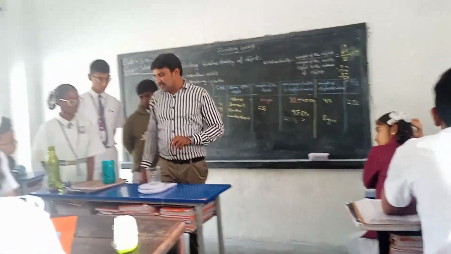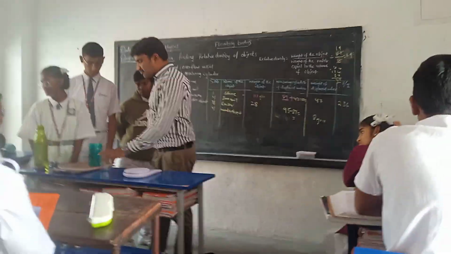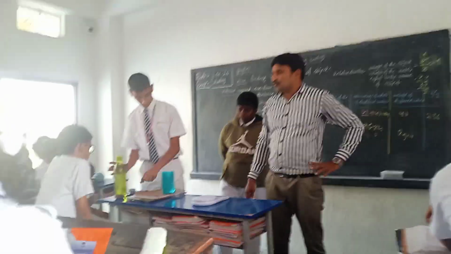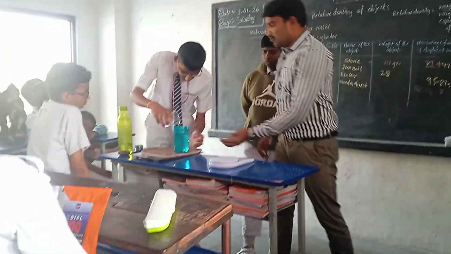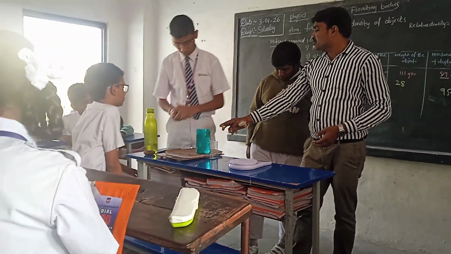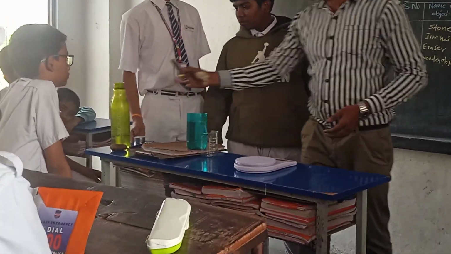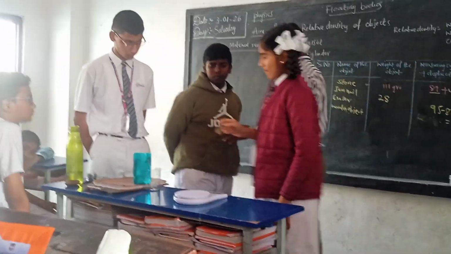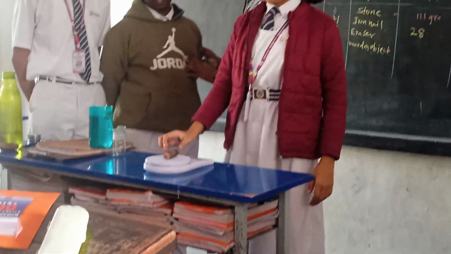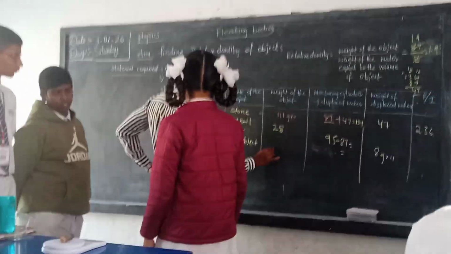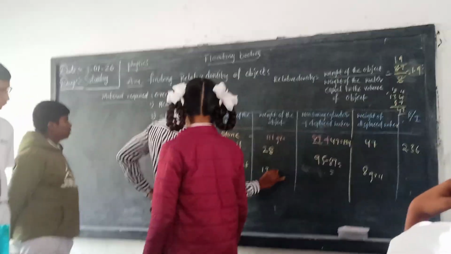Clear? Okay. Next, remove the iron nail. Now take this wooden object and find its weight. The weight of the wooden object is 13 grams.